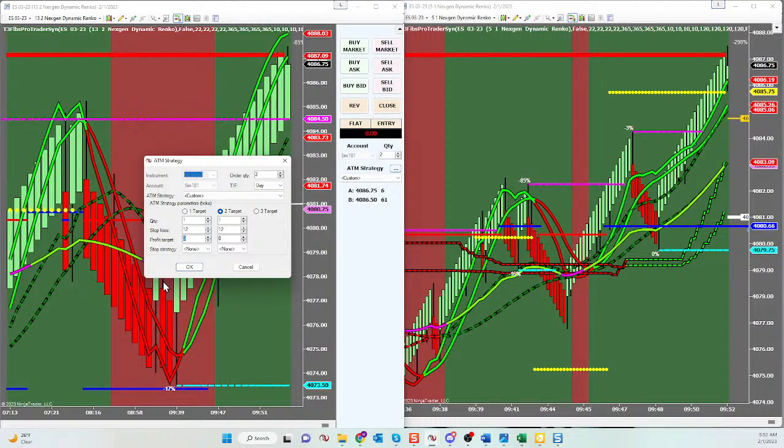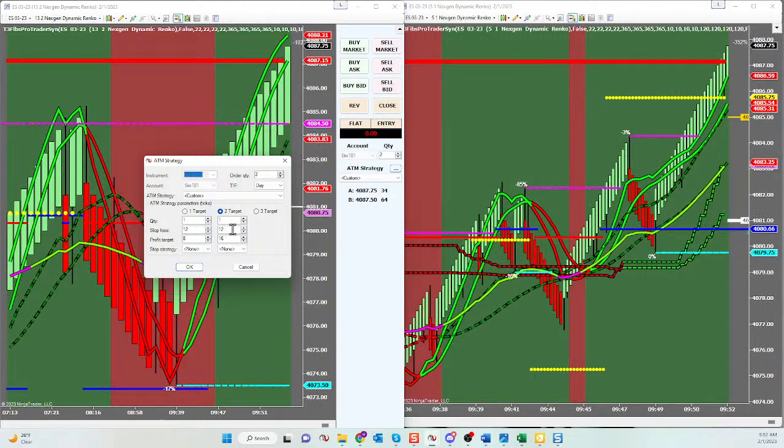We're going to do a $100 profit target on the first contract. This is an S&P, that's 8 ticks. We're going to do a $200 profit target on the second. This is the S&P, this is 16 ticks. And then now we just need to save it.